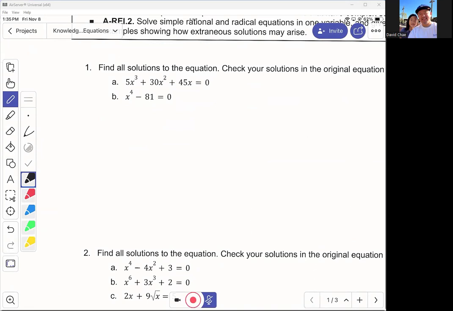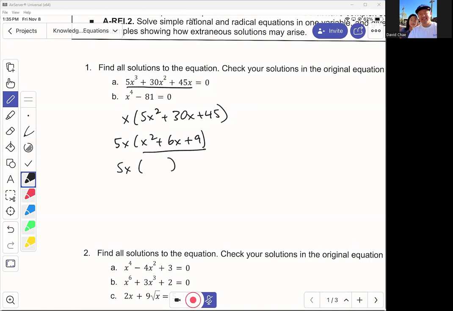Letter A of number 1, here we go. We have 5x cubed plus 30x squared plus 45x equals 0. I need to look at this and make sure that I factor out the x. So this becomes 5x squared plus 30x plus 45. Actually, I could also factor out the 5 as well. I can factor out the 5x, so it becomes x squared plus 6x plus 9. And once you factor this, it becomes 5x times x plus 3 and x plus 3, if you do the x method.